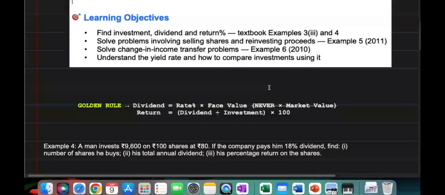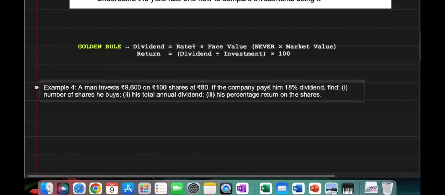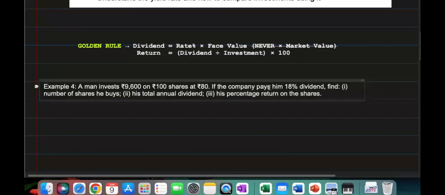So let's begin. Before starting any problems, I want to emphasize this golden rule here. The golden rule says dividend equals rate percentage multiplied by the face value. So we have already learned that dividend is always calculated on the face value of any share, not on the market value of the share, because market value keeps on changing and face value remains fixed.